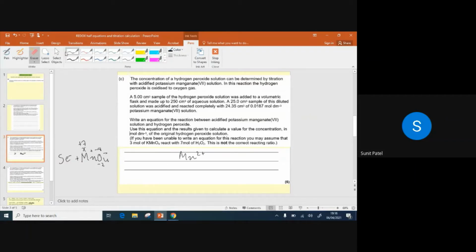So that's the first part done. The next part we need to consider now is, what about the oxygens? What happens to those? Well, we know this is an acidified solution. It has to be acidified because the oxygens won't just disappear. I've got 4 oxygens here, and I've got 4 oxygens on this side. But where do the hydrogens come from?